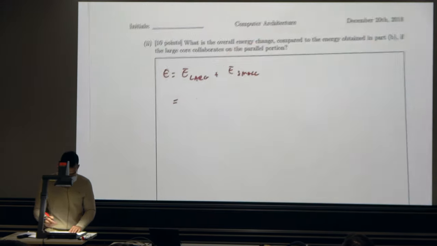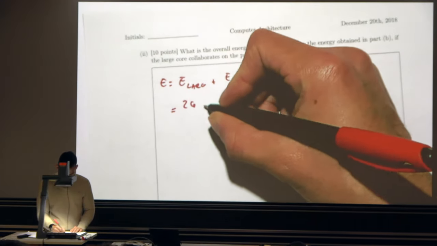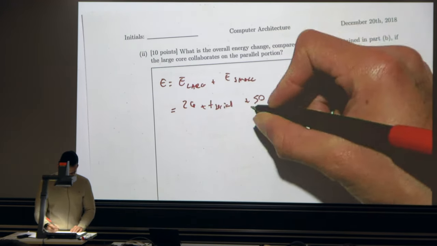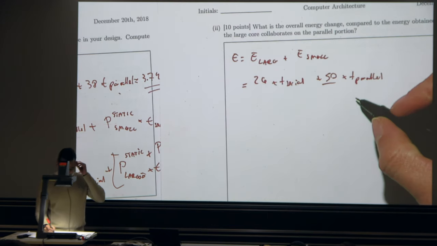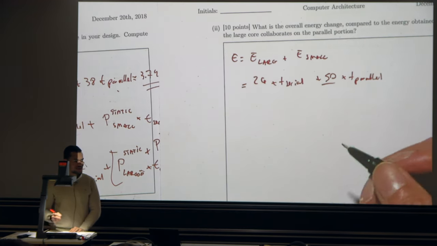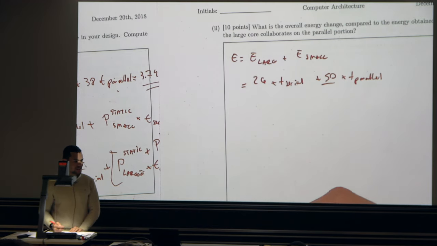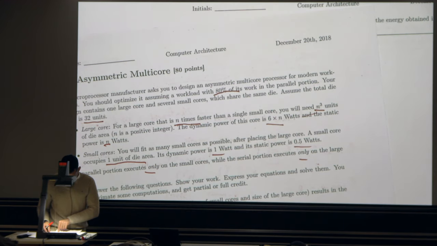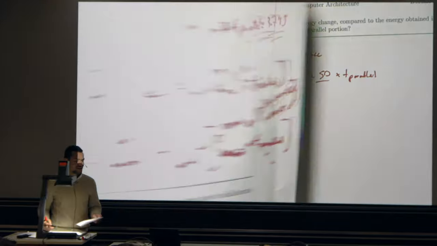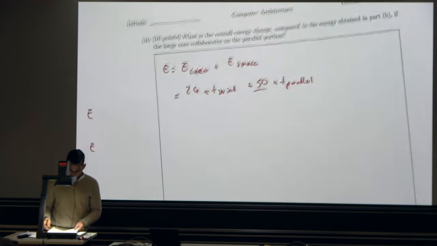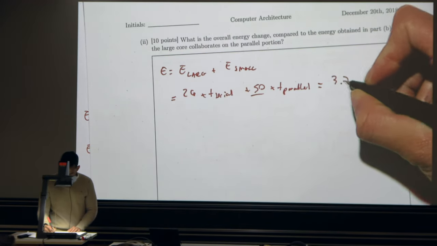And this is going to lead you to the energy. I'm going to check in the solution: it is 26 times the serial portion, same as before, and now it's 50 times the parallel portion. Pay attention here to how much the energy spent on the parallel portion increases now, because recall that the dynamic power for the larger core is 6n, while for the other core it is just 1 watt, and the larger one is 6n watts. So the larger core takes significantly more dynamic power to execute than the small core. And this is going to give you 3.74 joules.